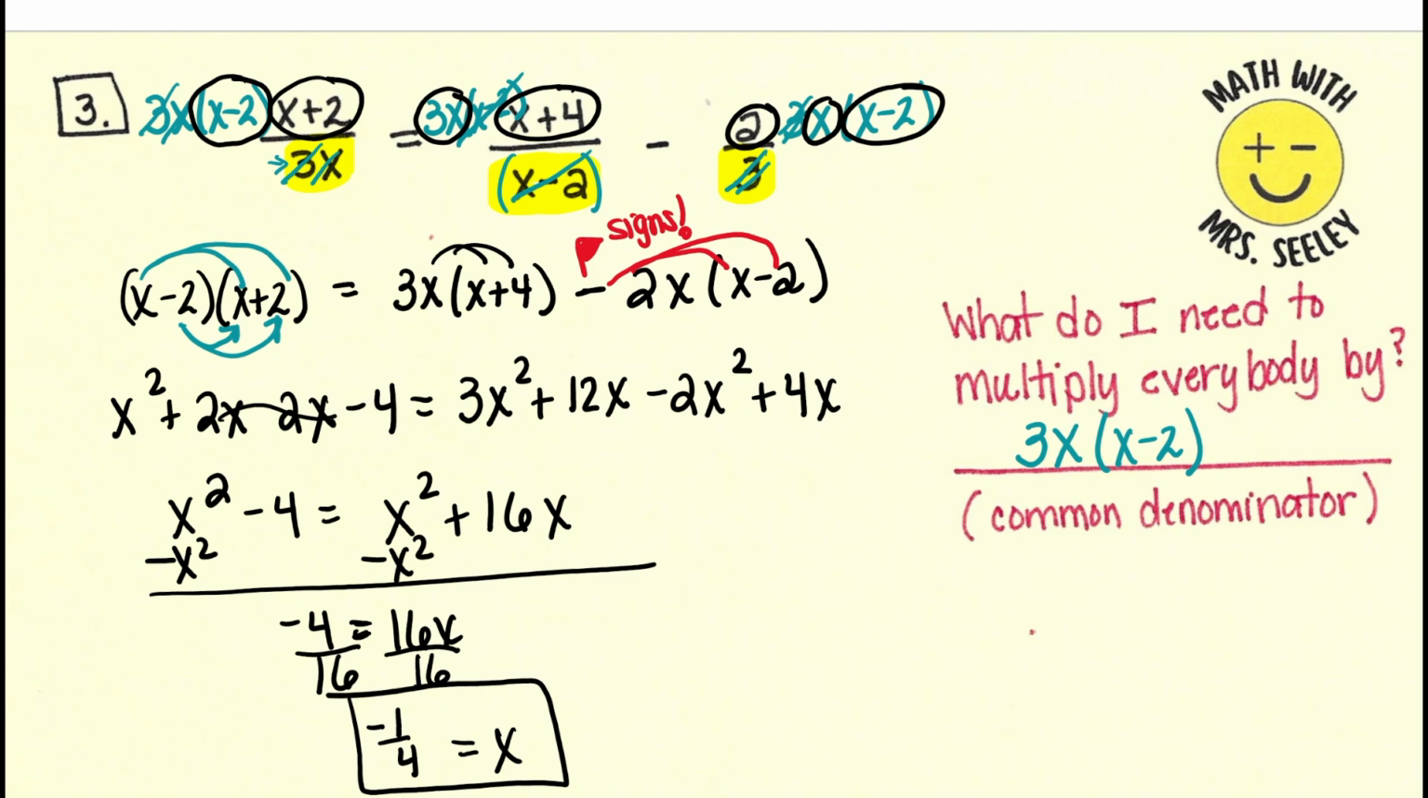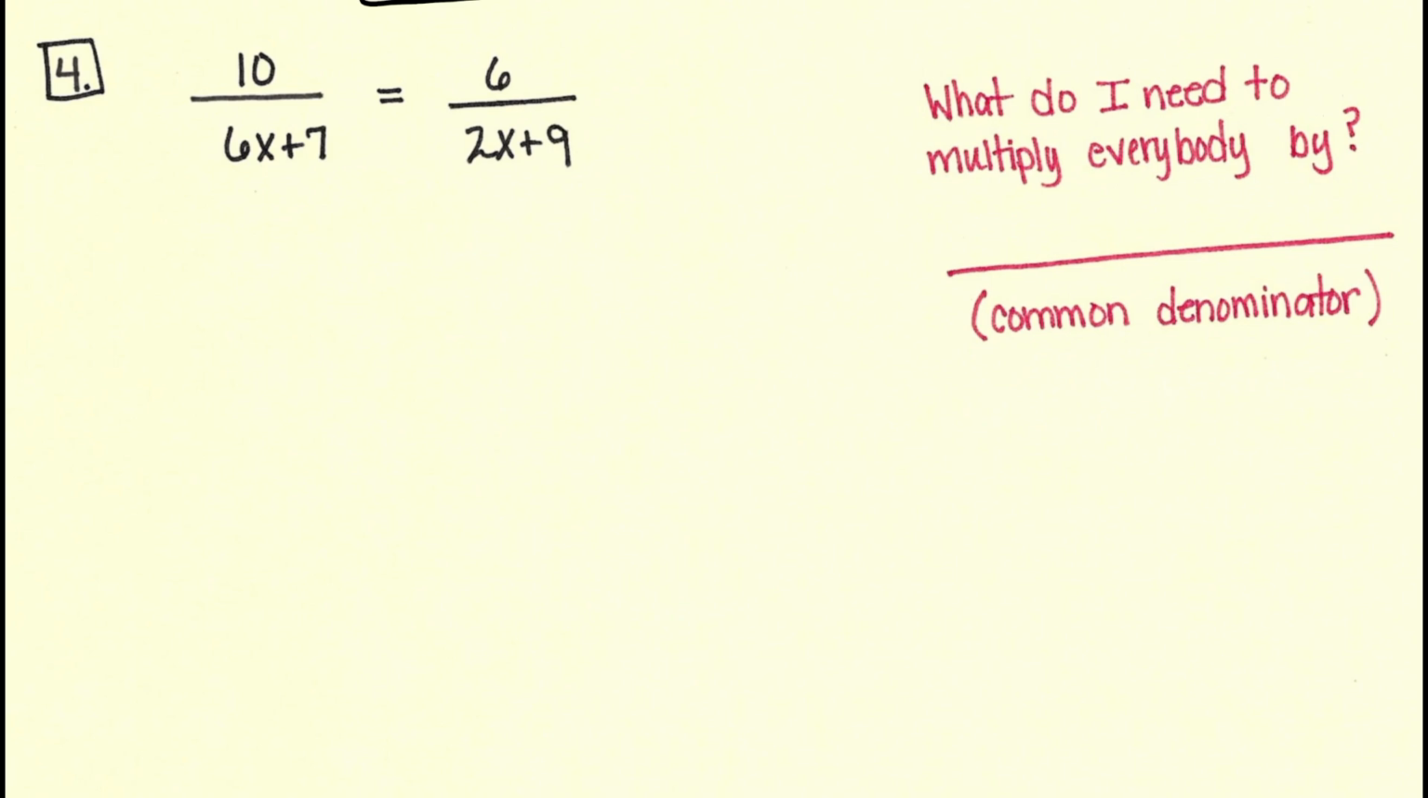Okay, let's take a look at example 4, problem 4. All right, again, if you'd like to, pause the video and try it on your own and then restart it. So look at your denominators. Our denominators are a 6x plus 7 and a 2x plus 9. So the denominator that both of those will go into is a 6x plus 7 group and a 2x plus 9 group.